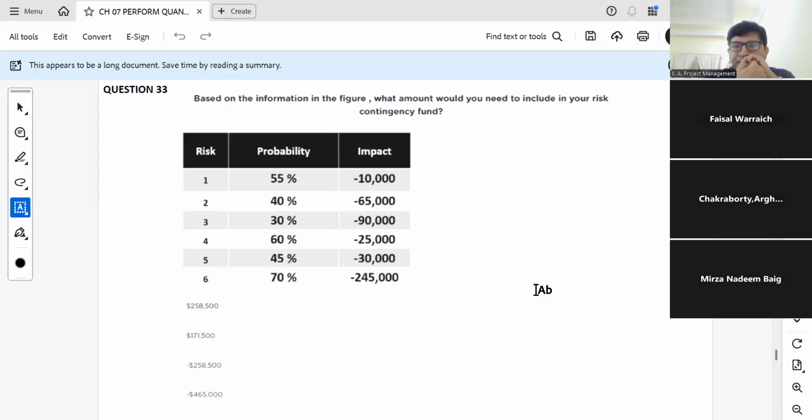I did not understand. What is the question? Read the question, please. The last line: what amount would you need to include? Amount can be negative. It's asking for plus. The amount can be plus. Cash or amount will be in plus, and reserves and funds are written as plus values.